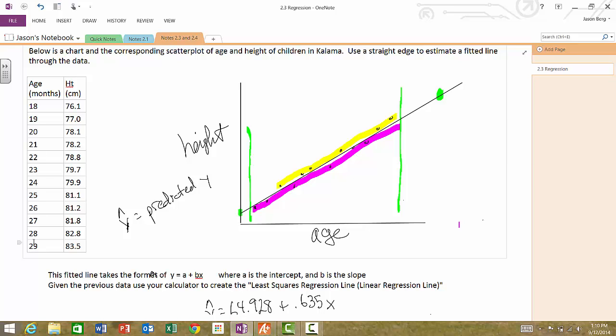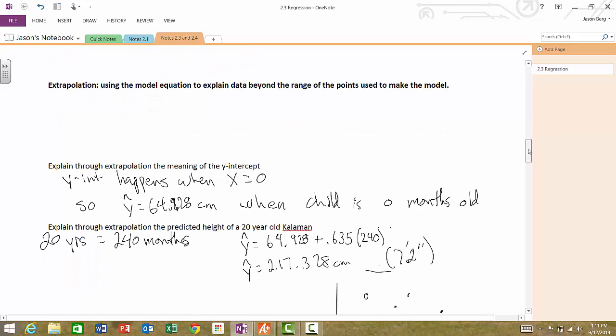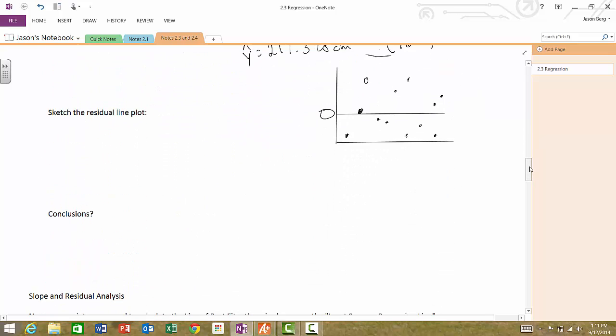Now, for the residual plot, let me go back down to the residual plot. We are looking for a couple of specific things. Okay. Now, what we're looking for in the residual plot is no pattern. Okay, so conclusion. So what we're looking for in a residual plot, we're looking for no pattern in the data.